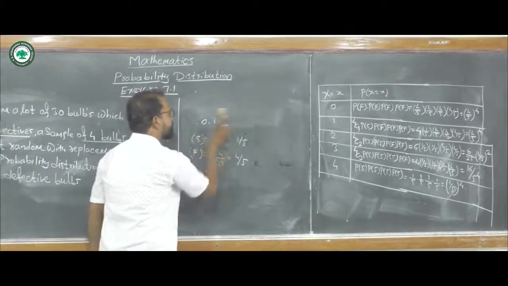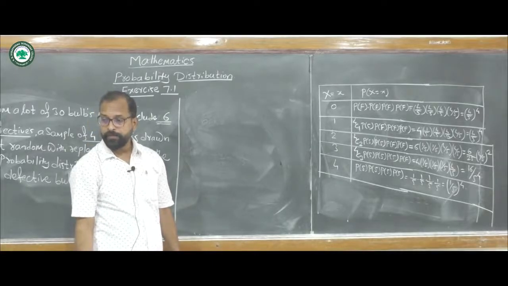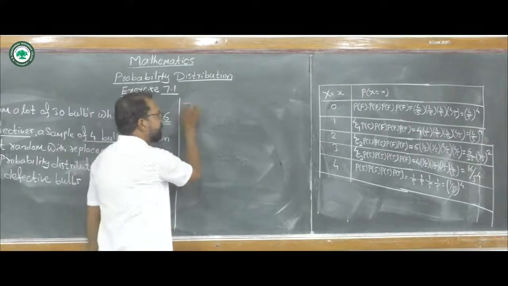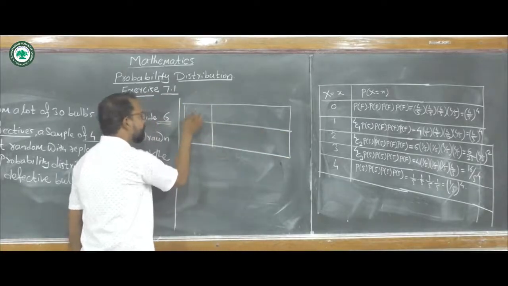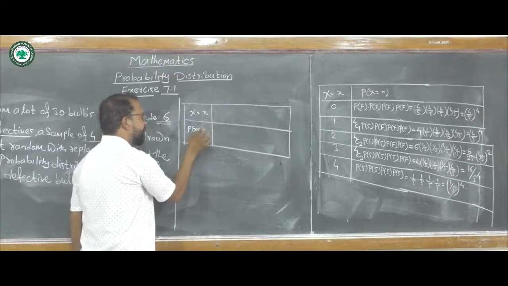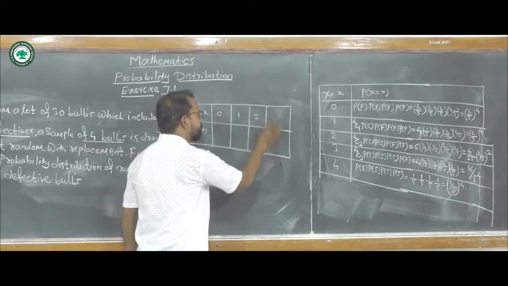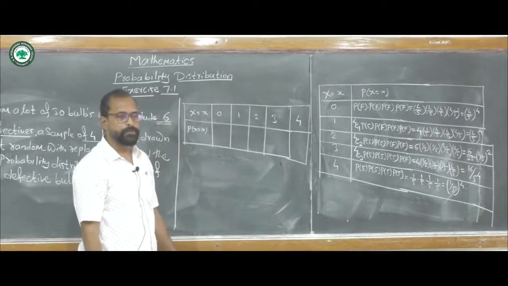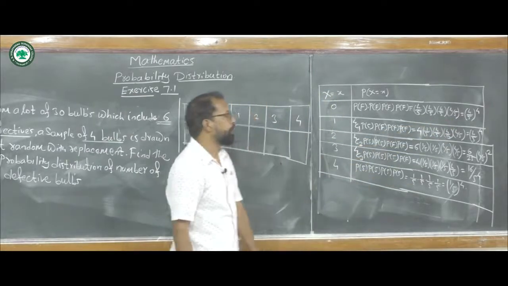Now if we summarize the calculations, or you can simplify this one, this probability distribution is given by: X equals x, and probability of X equals x is, for 0, 1, 2, 3 and 4, these values become 4 raised to 4 upon 5 raised to 4.